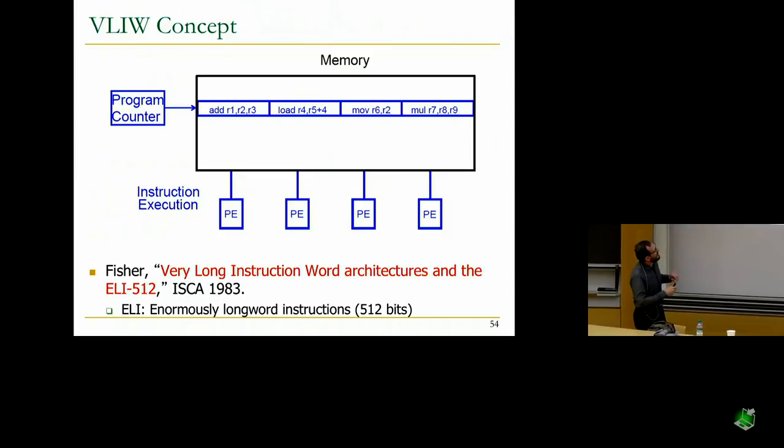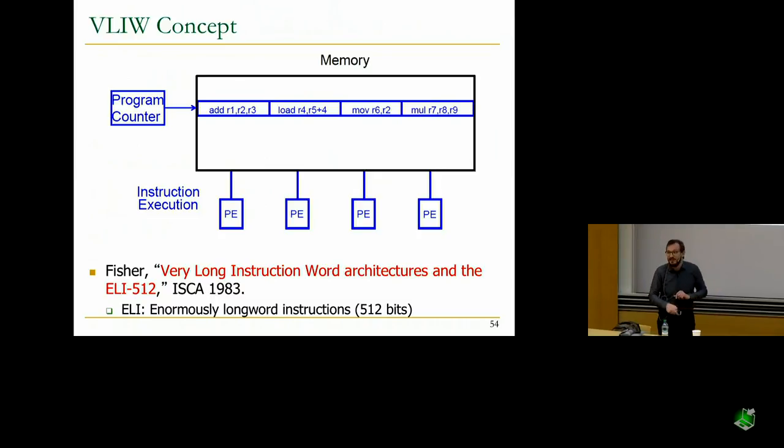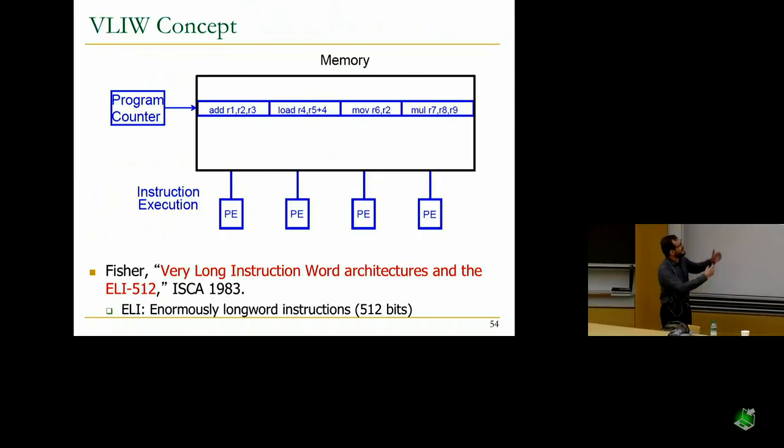But if you think about it, you can visualize it this way. You have a program counter. If you go to the program counter, you fetch multiple instructions that are bundled together. And the compiler ensures that these instructions are independent of each other. And they get fetched, and they get directly fed to the processing elements that can process them.